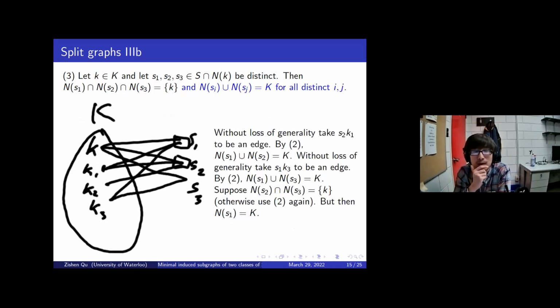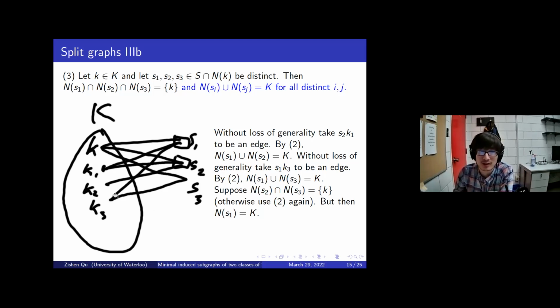So we'll just take S2, K1, because you could pick any of them; they're just arbitrary labels. S2 and K1 have more than 1 vertex as a common neighbor now. And in claim 2, we showed that if you have 2 vertices with more than 1 common neighbor, then the union of their neighborhoods is actually the entire clique. So we've proven that for I, J equal to 1, 2.